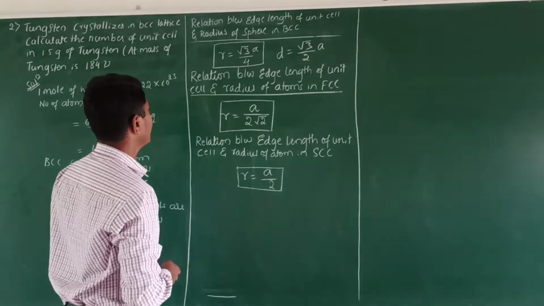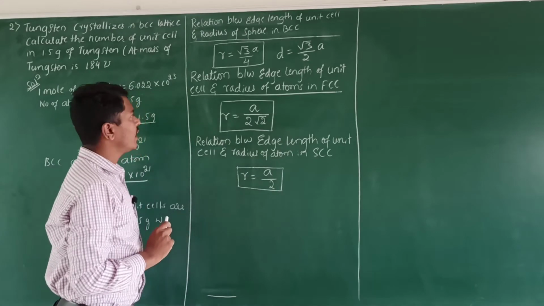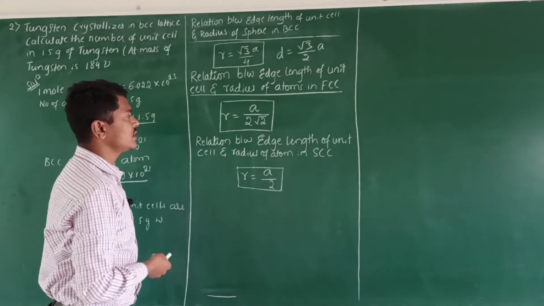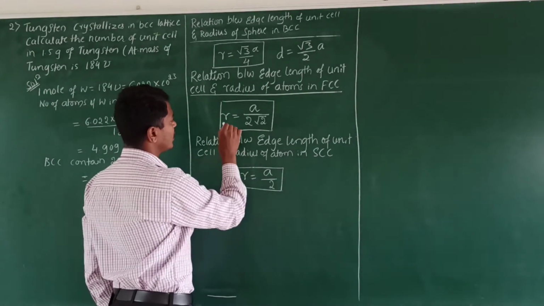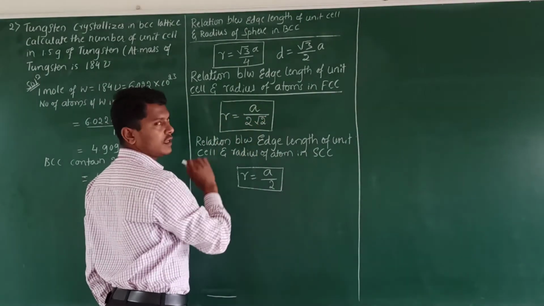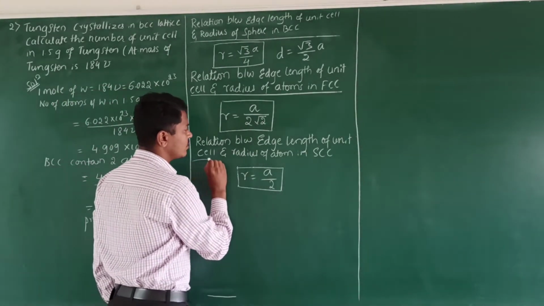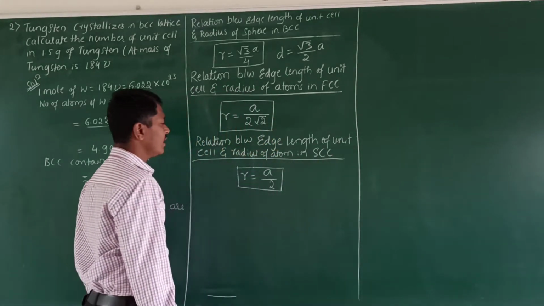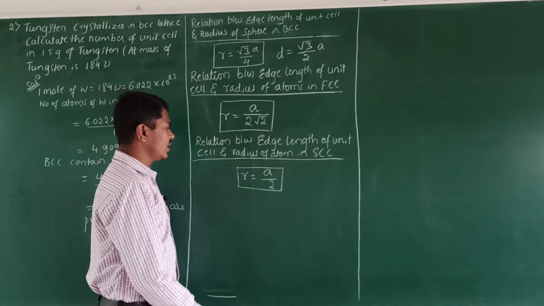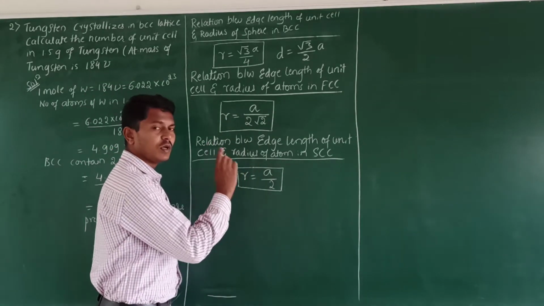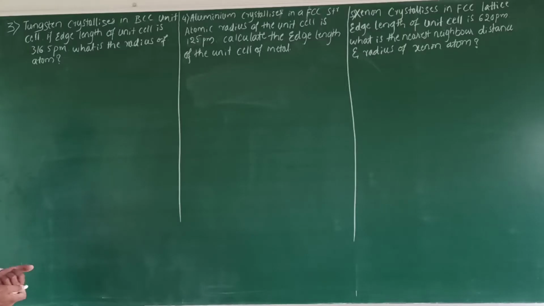Got this? Okay, next, the relation between the edge length of the unit cell and the radius of the atom in the FCC, face centered cubic unit cell. Here in the face centered cubic unit cell, radius is equal to a divided by 2 root 2. Then in case of the simple cubic unit cell, radius is equal to a by 2. Got this?